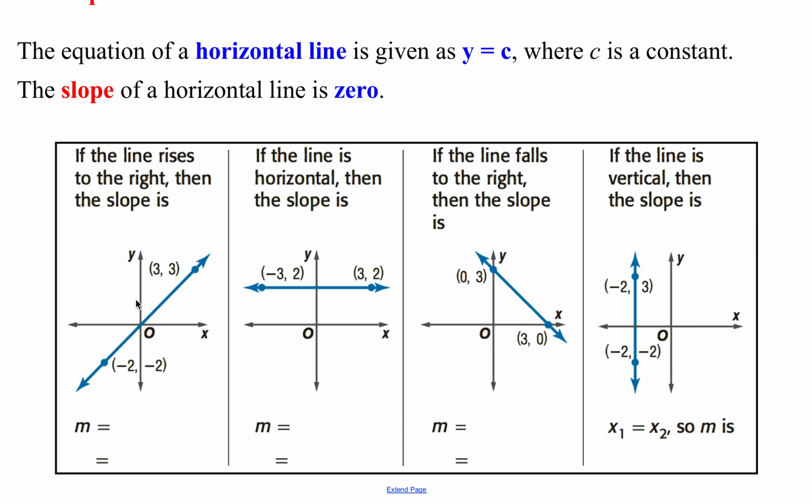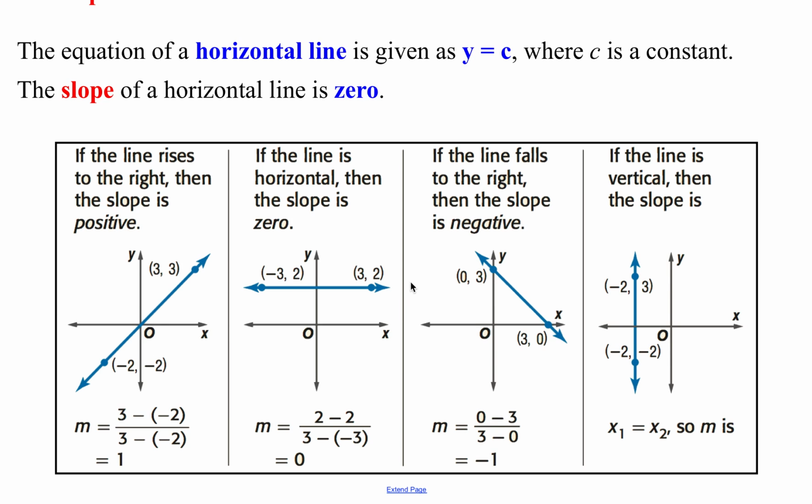So if the line rises to the right, this is an example of a positive slope. And if it's horizontal, that's an example of a 0 slope. If it falls to the right, that's an example of a negative slope. And if it's vertical, that's an example of an undefined slope.